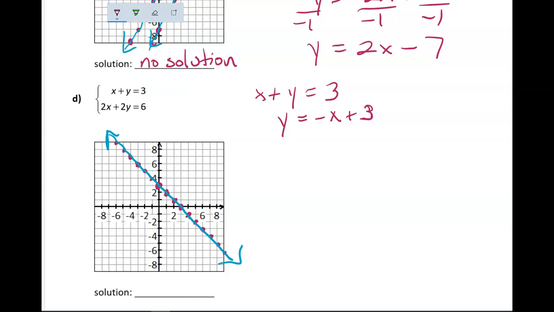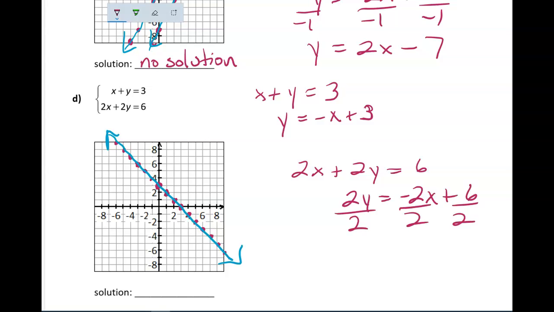And let's check out equation number 2. Equation number 2 is 2x plus 2y is equal to 6. So if we subtract off 2x and then divide both sides by 2, y equals negative x plus 3. Now what you may realize is that's the equation that we just graphed. So if we were to graph the other equation and say where do these two lines cross, they cross in every point on the line.